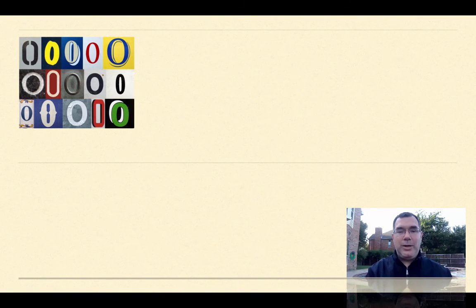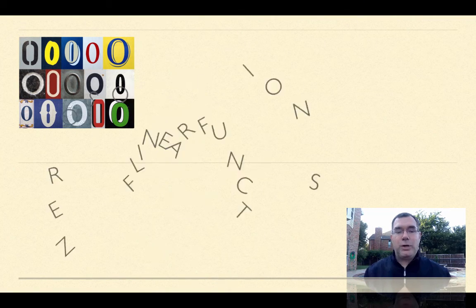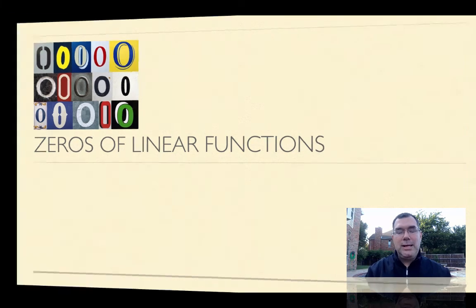Hello again. We are continuing our discussion on graphing linear functions. We're going to talk about zeros of linear functions and how to find them.